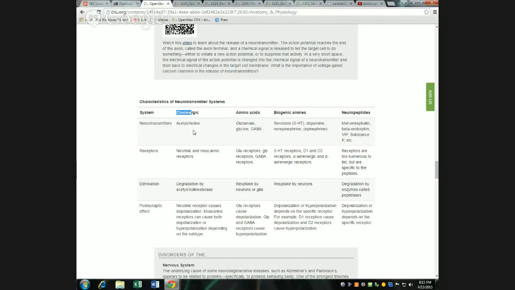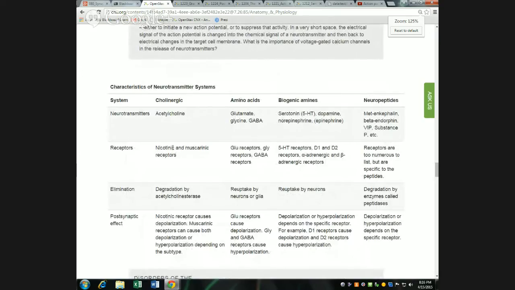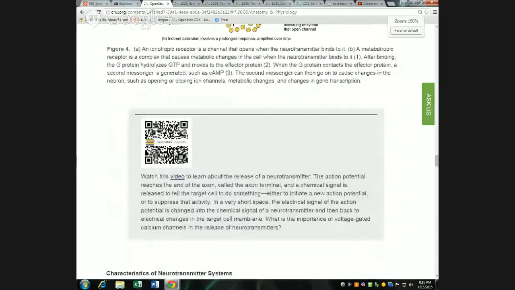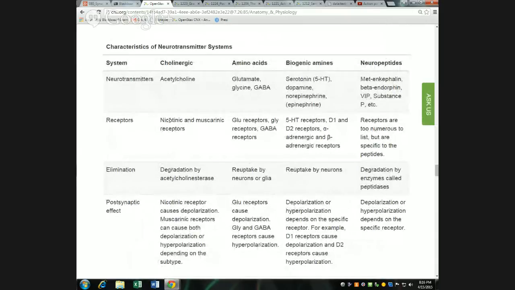This is talking about the system where acetylcholine binds to receptors and causes changes. It seems kind of strange probably to call it a system because it's based on just one neurotransmitter, but there's more than just the neurotransmitters at play. There's also receptors. Acetylcholine binds to, actually I'm gonna make this bigger, binds to a couple of types of receptors that are called nicotinic and muscarinic receptors.